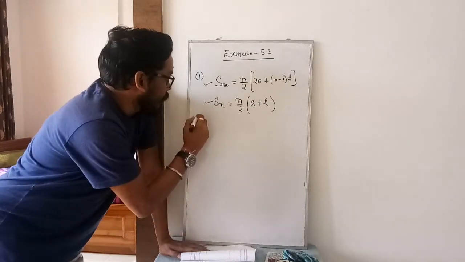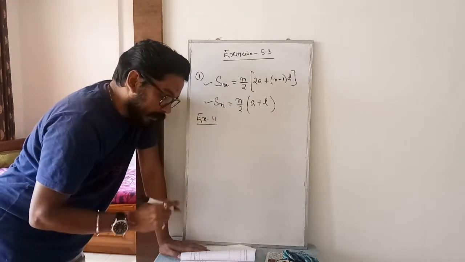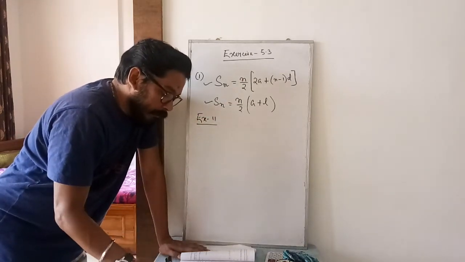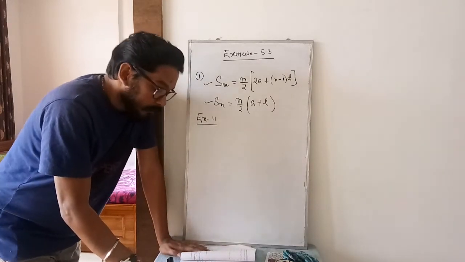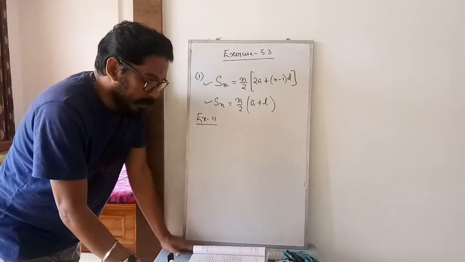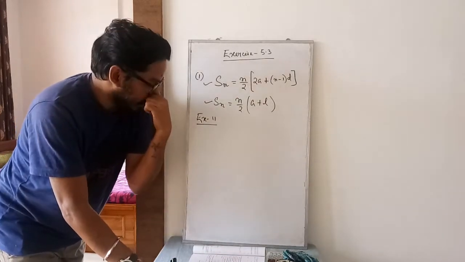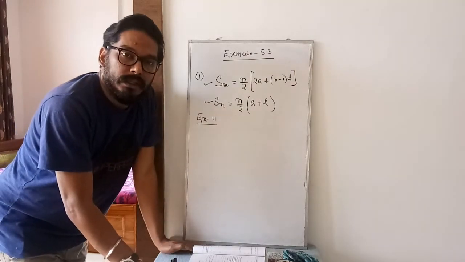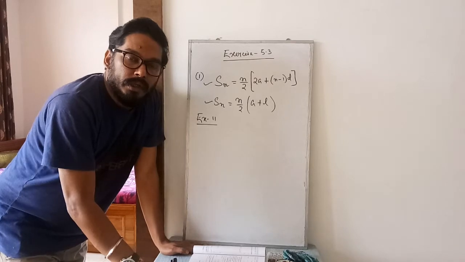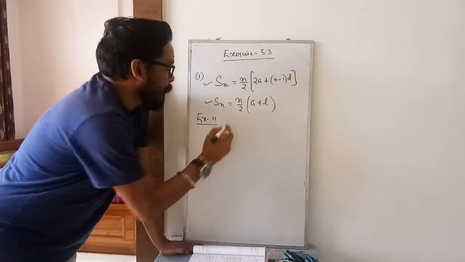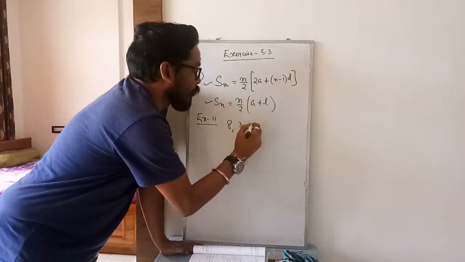If I discuss example 11, I will go for the exercise. In example 11 they have said find the sum of the first 22 terms of the AP. You have to find out the sum of the first 22 terms, meaning n value is 22. The AP is given here: 8, 3, minus 2.